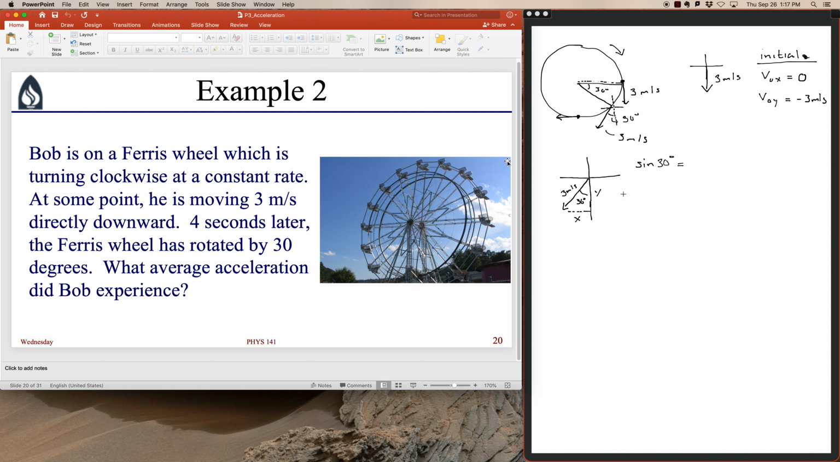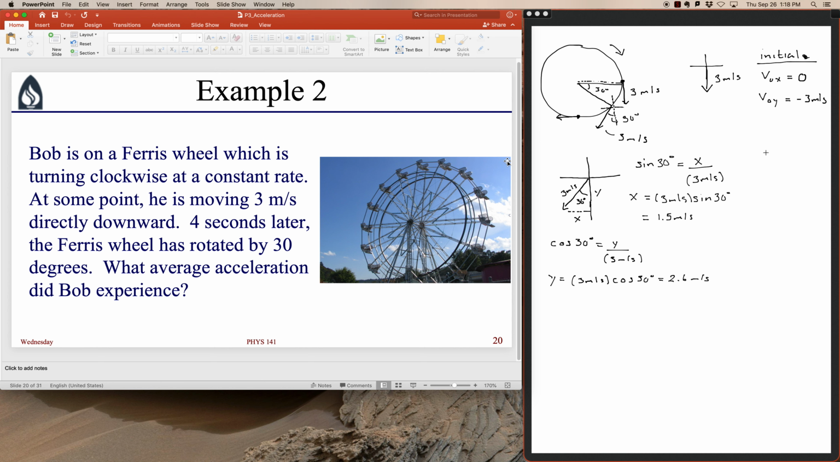then the sine of this 30-degree angle would be the opposite side, which is the x component, over the hypotenuse, which is 3 meters per second. So the x component would be equal to 3 meters per second times the sine of 30. And that will give me about 1.5 meters per second. And then if I think about the cosine of my 30-degree angle, the cosine is the y component divided by the hypotenuse. So my y component would be 3 meters per second times the cosine of 30 degrees, which would have a value of 2.6 meters per second.